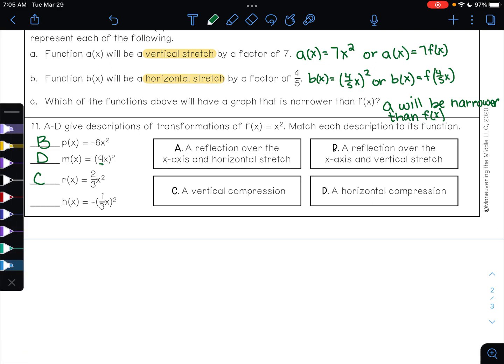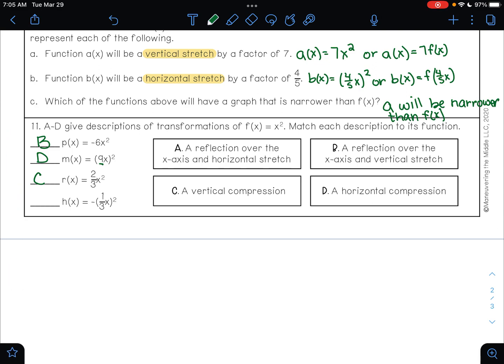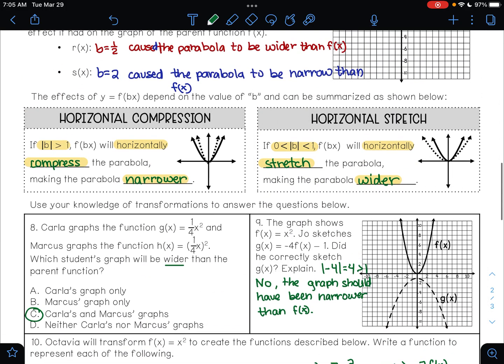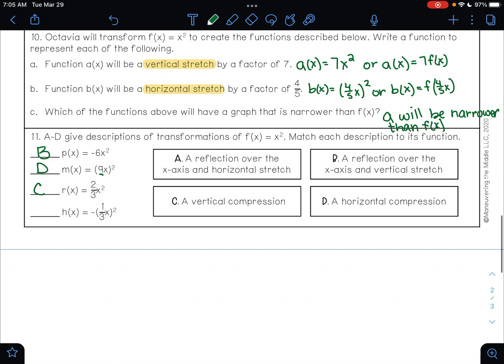And then H, I have that negative, which causes a reflection. It's on the inside, so it's horizontal. And it's between 0 and 1, so it's a stretch. So that would be A.